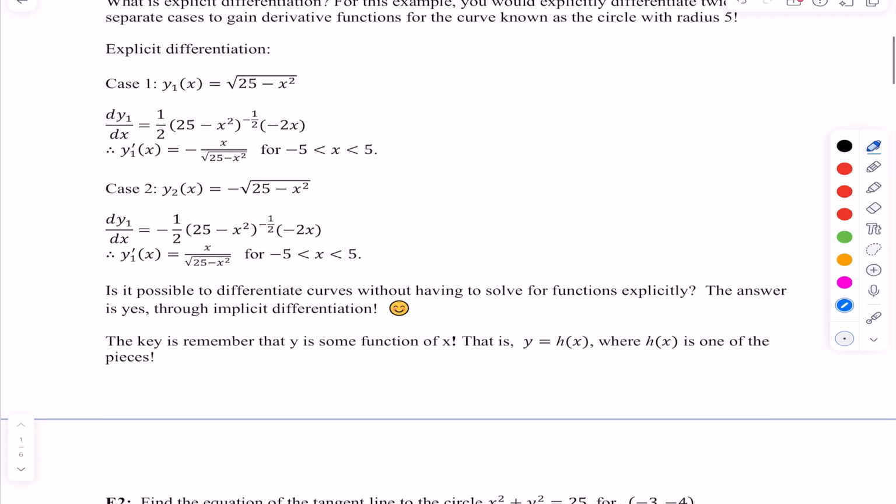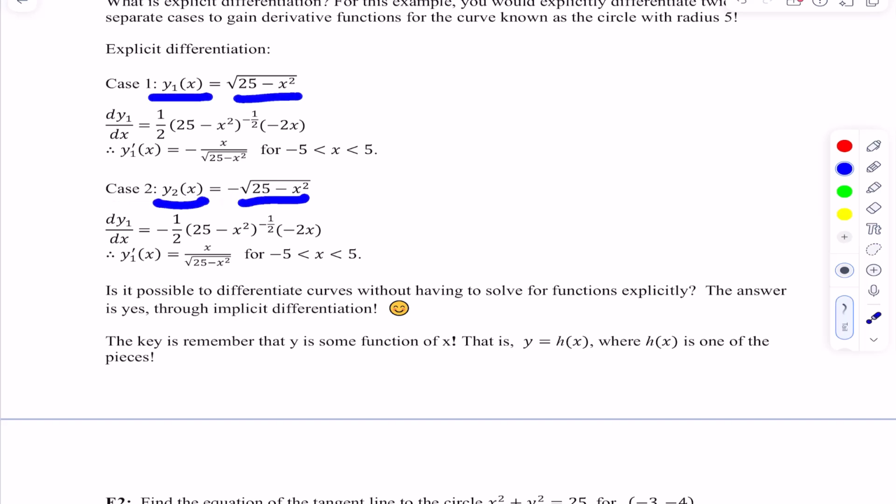So explicit differentiation, let's go over this again. You need a y value or a function with an exponent of 1, and the independent variable is always on the right-hand side of that function notation. If you explicitly differentiate, then you just take the derivative with respect to x. And in many ways, you have been explicitly differentiating for many practice problems. For this particular curve, it's broken into two distinct functions, and then we explicitly differentiate each of them.